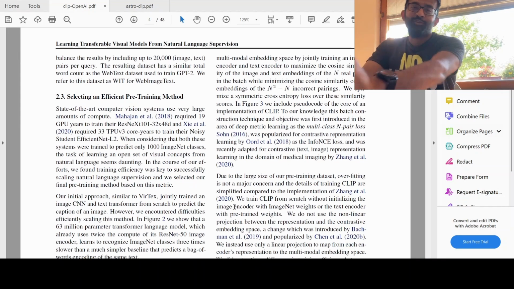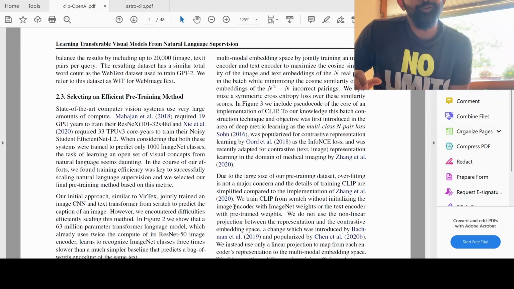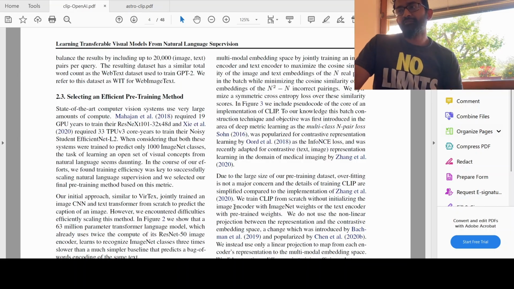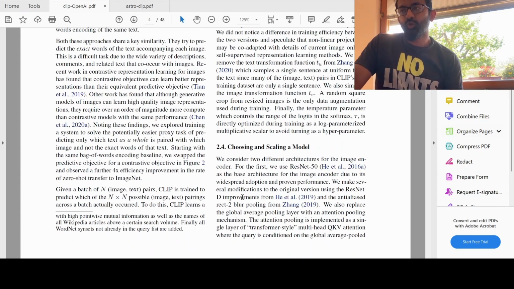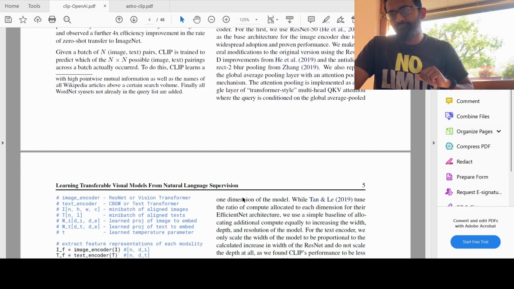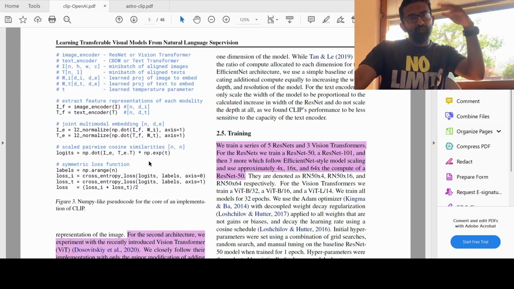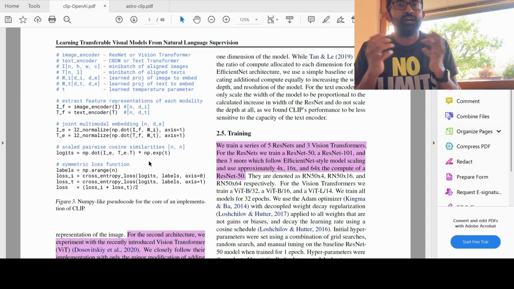Good thing is that when OpenAI was actually open, they are not open anymore, but when they were open, they used to write very, very well described papers. So here they gave a short algorithm to understand CLIP. So let's go through these few lines of prototype code.